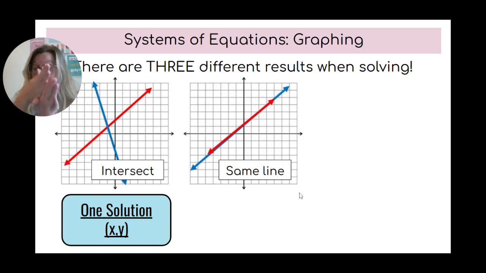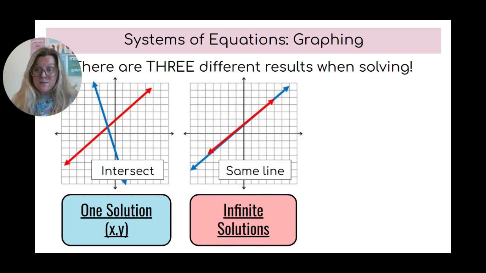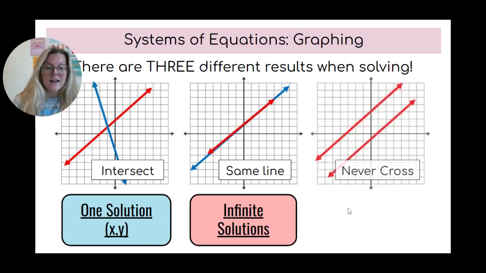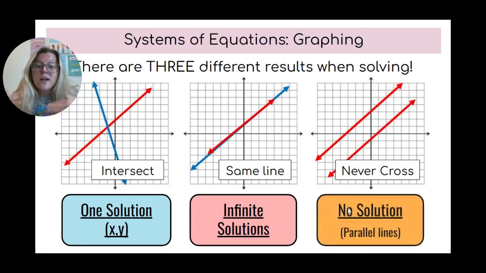Maybe it's the same line that we're graphing, and in this case, we're going to say, hey, there are infinitely many solutions. Every single point will cross, so every single x, y value would work. And then lastly, maybe they never cross. So these are parallel lines, and parallel lines will never cross. Therefore, we have no solution. We have no x, y value where they're going to intersect. So when you're solving these through graphing, these are your three options that you can have.